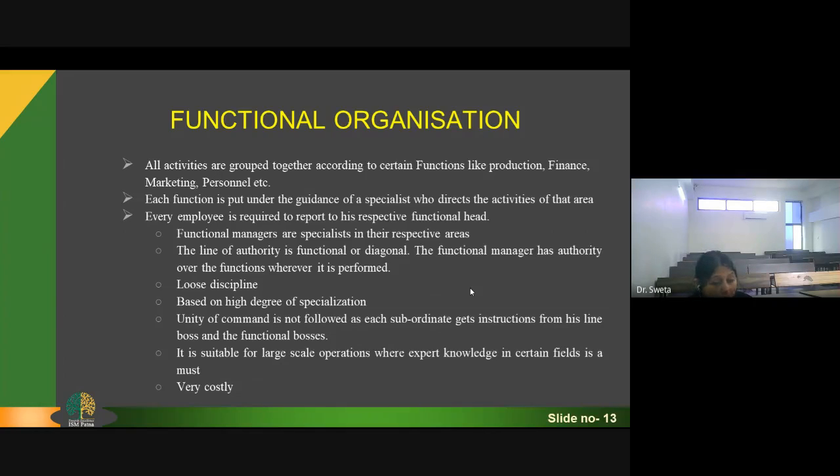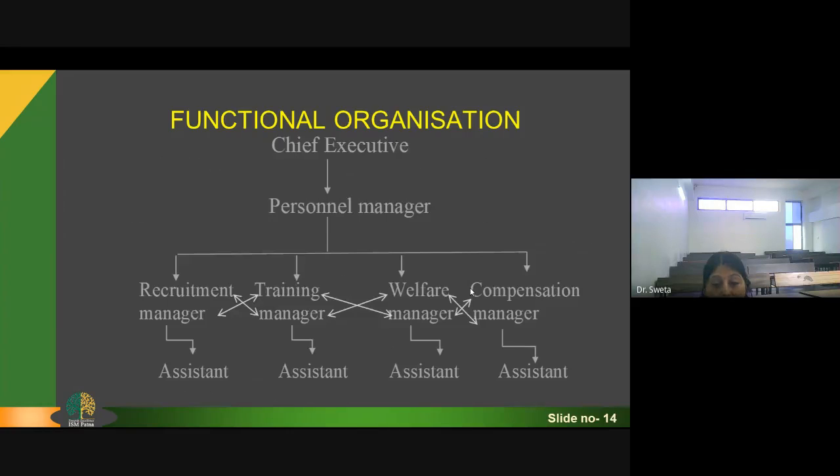Unity of command is not followed like in line organization, because in this form of organization, each subordinate may get instructions from his line boss as well as from his functional boss. That's why it's suitable for large scale operations where expert knowledge is required, or we can say it is a must, and it is very costly.